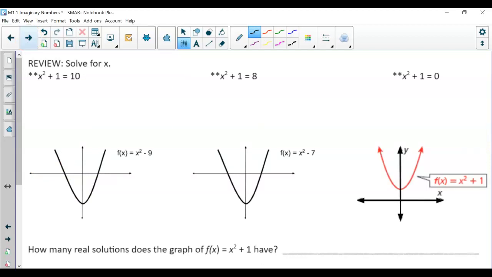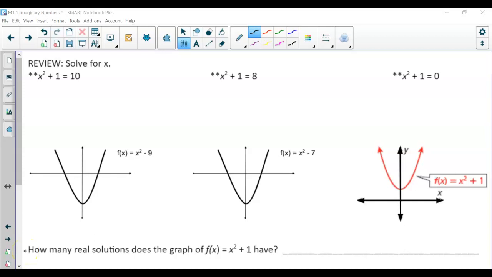We're also reviewing here solving our quadratic equations. So go ahead and pause the video, and then we'll talk about how these graphs also represent these equations. Go ahead and pause the video and try these three on your own, solving for x.